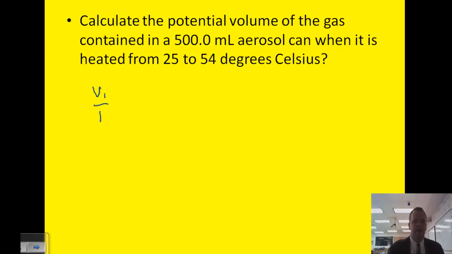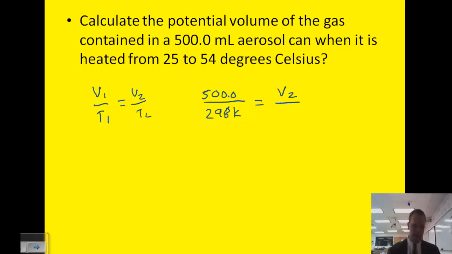We have Charles's law, V1 over T1 equals V2 over T2. V1 here, 500 milliliters. T1, 298 Kelvin, equals V2, and we need to get T2, so 54 plus 273, which is 327 degrees Kelvin. We're really not doubling the temperature, because on the Kelvin scale, this is not doubling the temperature, even though on the Celsius scale it would look like we do that. That's why we use the Kelvin scale to get the right relationships.